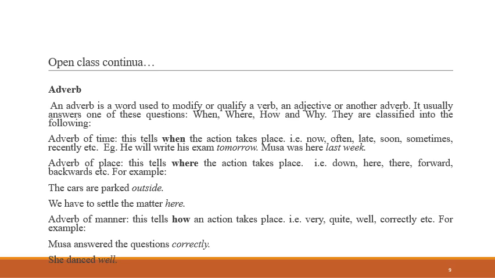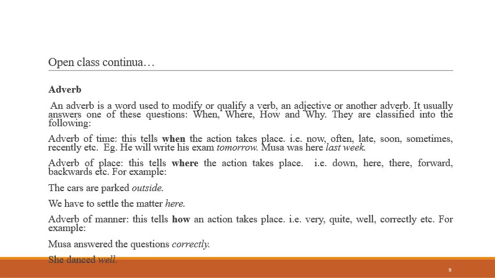Musa was here last week. So we now have two adverbs here. Here and last week, the last week is italicized. But here is also an adverb. He was here, indicating where, place. Last week, time. It was italicized because we are more or less exemplifying adverbs of time.